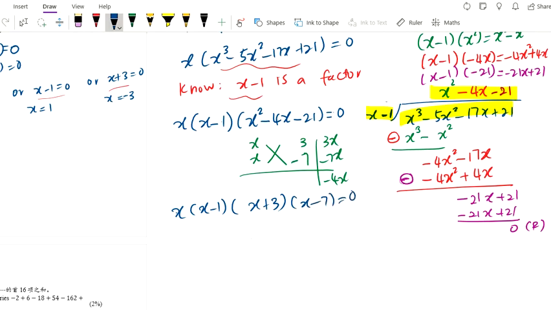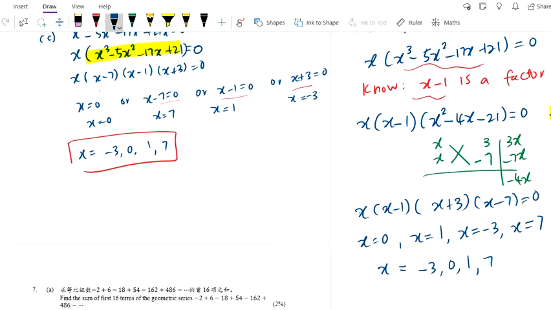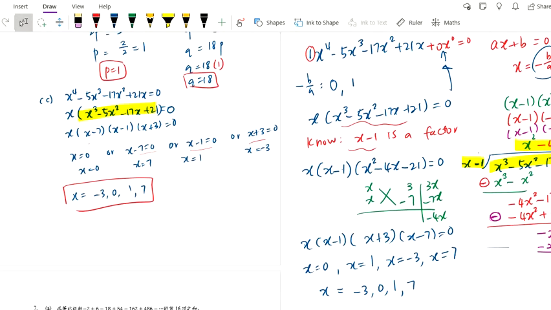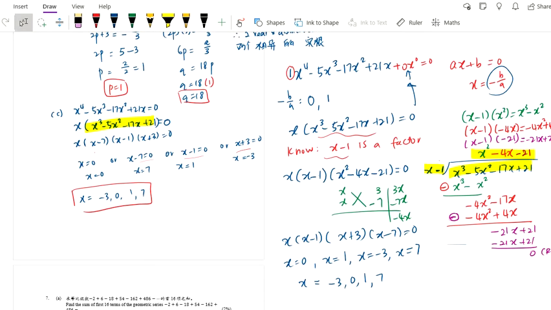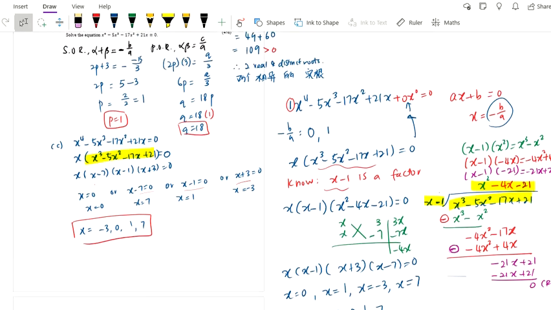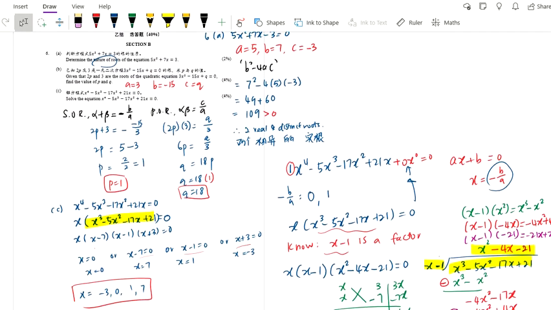So x equals 1, x equals negative 3, x equals 7. Arrange it: x equals negative 3, 1, 7. Is it the answer? Yeah, negative 3, 1, 7. Okay, so this is how you solve a high degree polynomial, and this is actually a very simple example where you don't have any remainder. I hope this is a good exposure for you, and I hope you learned something.